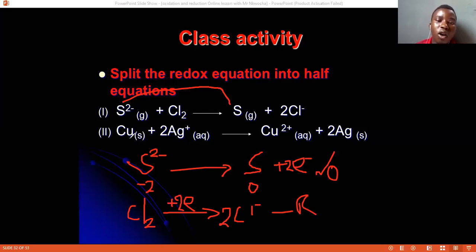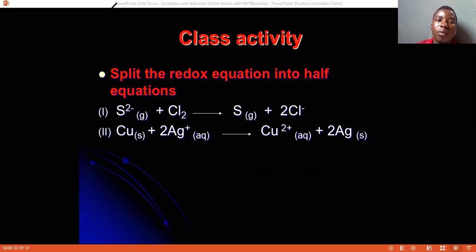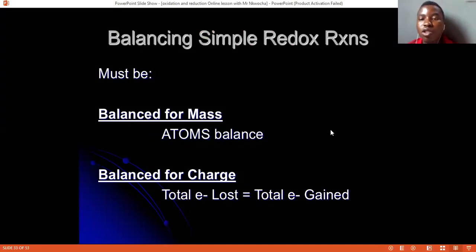Same thing you can do for copper. Copper goes from 0 to plus 2. That means it's increasing. That's oxidation. While silver goes from plus 1 to 0, that means it's reducing. That's reduction. Simple as that. I have a very simple way of helping you balance redox equations.